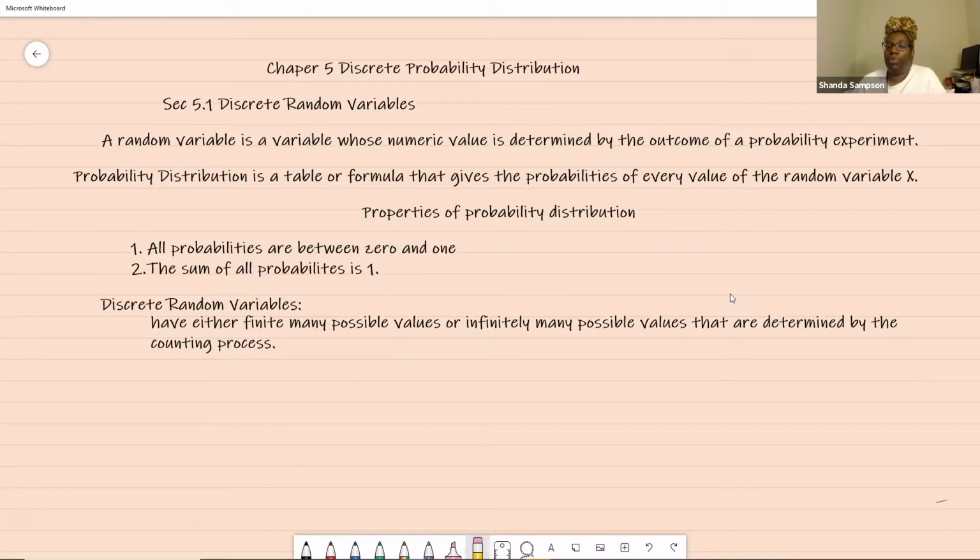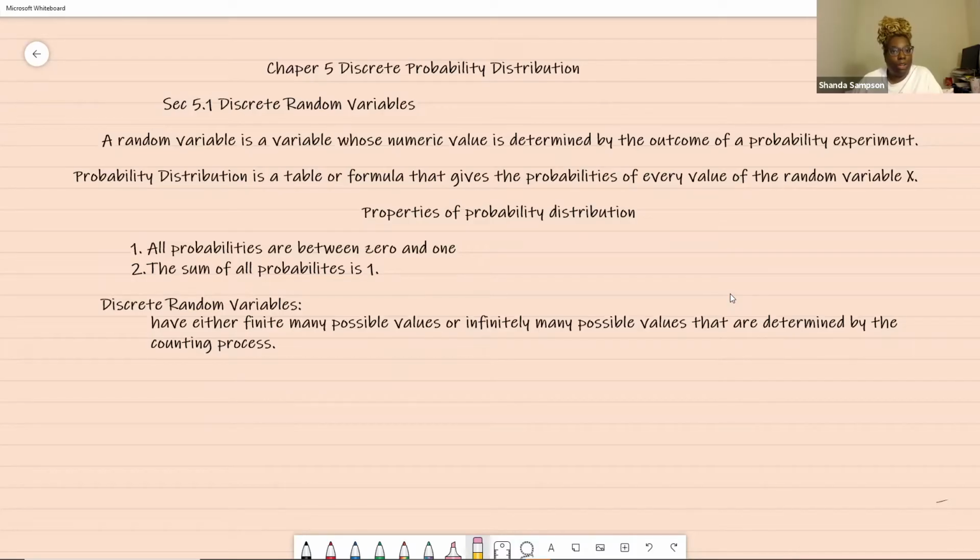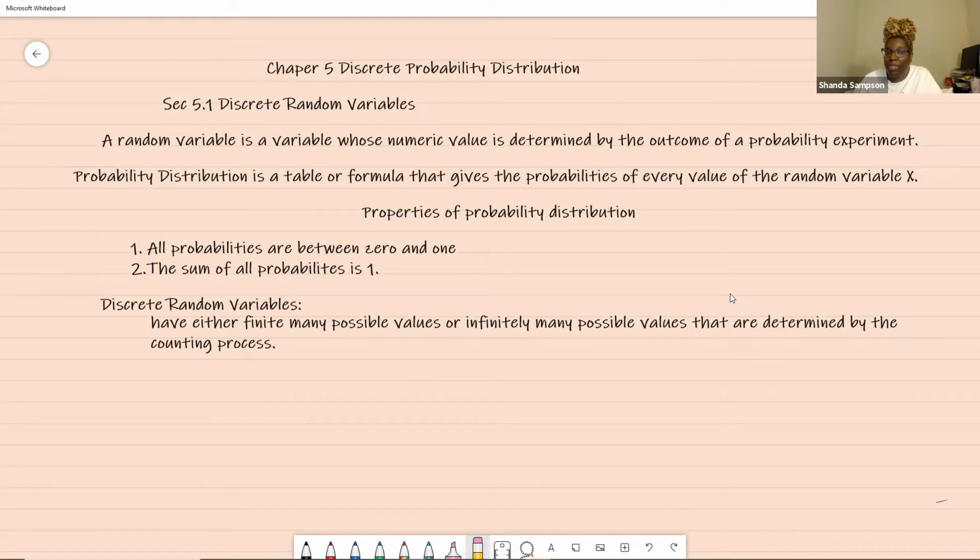The next thing we want to talk about is properties of probability distribution. There are two properties that are important for probability distribution throughout the rest of this chapter. Number one is all probabilities are between 0 and 1. And this is an important one because students be writing anything for probability. Probability is a number between 0 and 1.